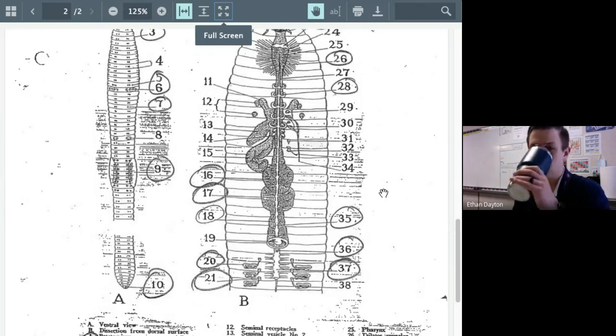Carissa. Gizzard. Very good. Number 17 is the gizzard. That's where food is ground up, and it is tough. Okay, so from 16 to 17 and then to 18.